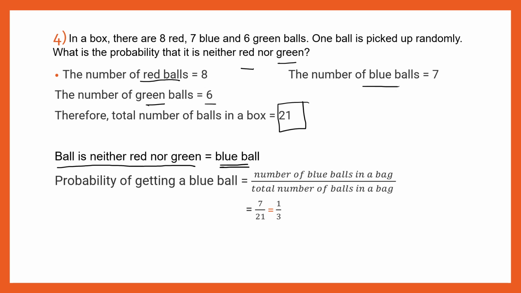So what we have to find out? We have to find out the probability of getting a blue ball. This is my event. So in the formula, it would be the number of blue balls in the bag divided by the total number of balls in the bag. Blue balls is 7 divided by 21. Reduce it, which is 1 by 3.